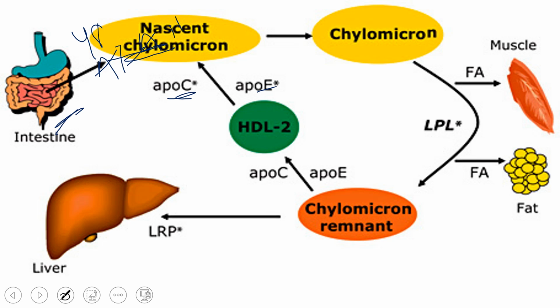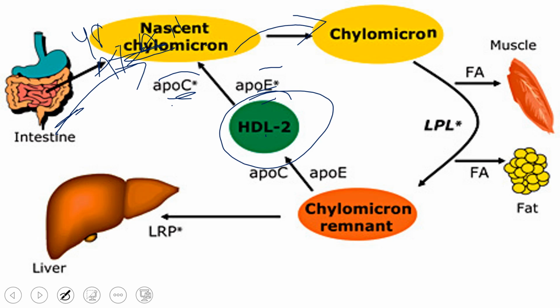So from the intestine, the newly formed immature chylomicron comes into the circulation. From there it gets ApoC and E from HDL. So HDL donates C and E to the nascent chylomicron and it becomes mature chylomicron. This mature chylomicron has B48, A1, A2, A4, which it previously had, and now it has C2, C3 and E. Now this C2 is going to activate an enzyme that is called lipoprotein lipase.